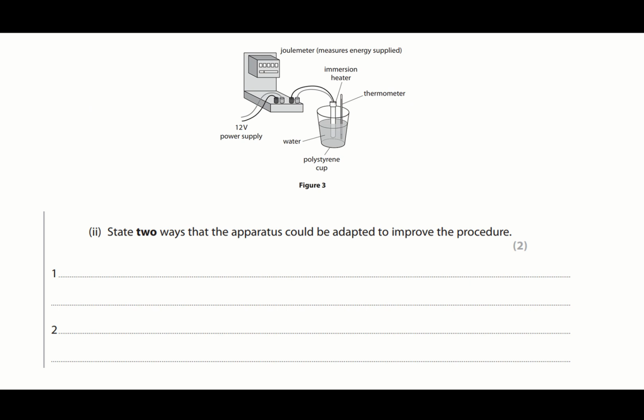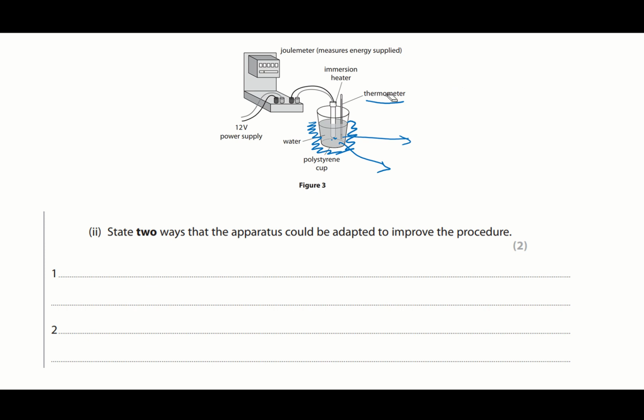Next one, state 2 ways that the apparatus could be adapted to improve the procedure. So here's that picture again. And what we can see is, well, I'm going to put some heat energy in, but there's some really big problems here. First one, we're using a normal thermometer. I can change that for a digital thermometer. That'll get me a mark. I'm using a polystyrene cup, but even better would be to put some more insulation around the outside because I'm putting heat energy in. I want that all to stay in the water. So I want to try and stop the heat energy dissipating into the surroundings.